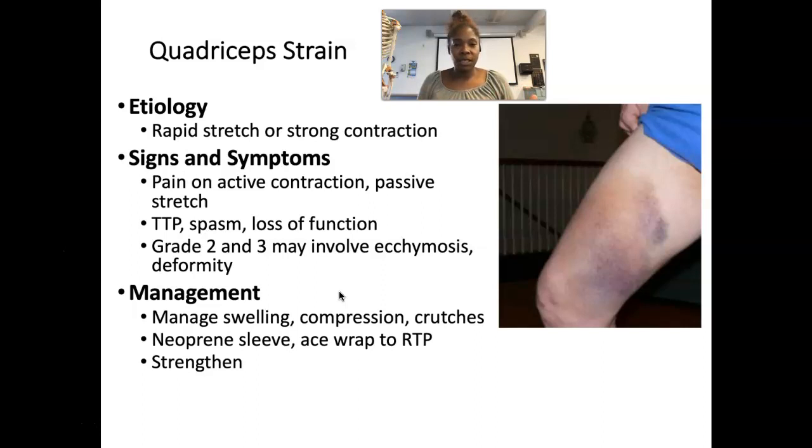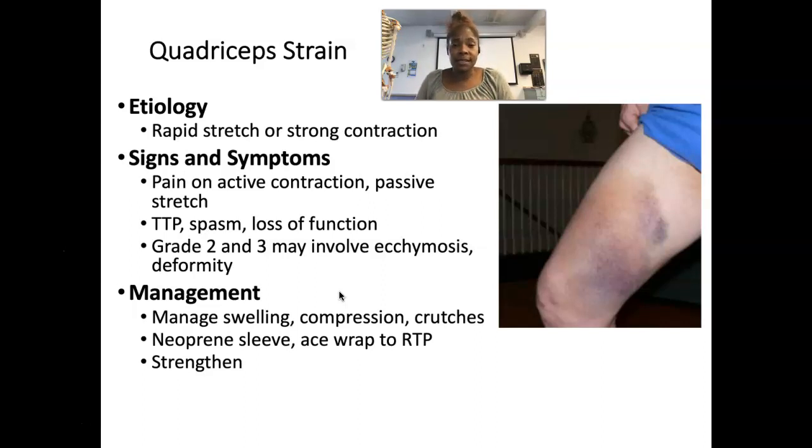So what do we know about the etiology of strains in general? Either we have one of two things happening. Either there was a rapid stretch to the quadriceps muscle, right? So you quickly flex your knee, and as a result, it stretched the quadriceps because they weren't ready to protect you. Or the opposite of that, you move into a knee extension moment and you overcontract the muscle, and it causes the muscle to stretch and tear, right? So you can have either. The most common mechanism of injury is going to be the rapid stretch, but it certainly could happen with contraction as well.